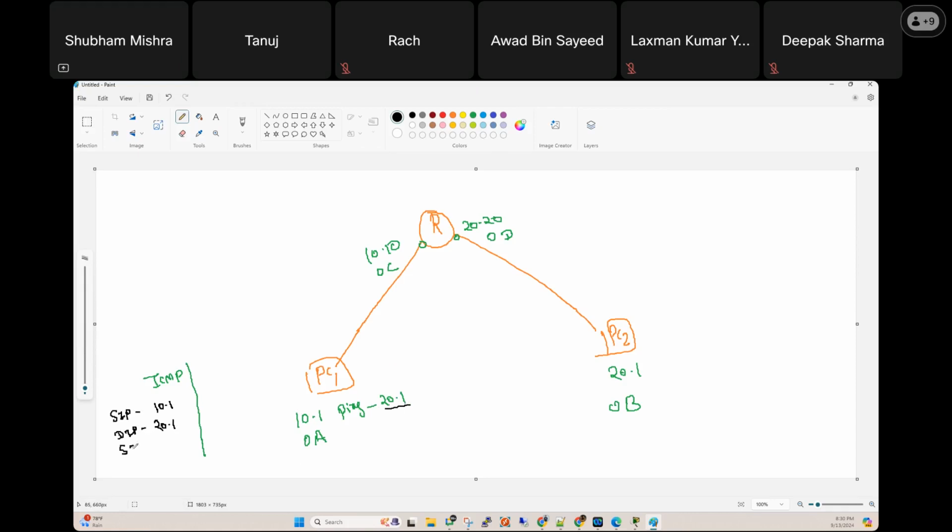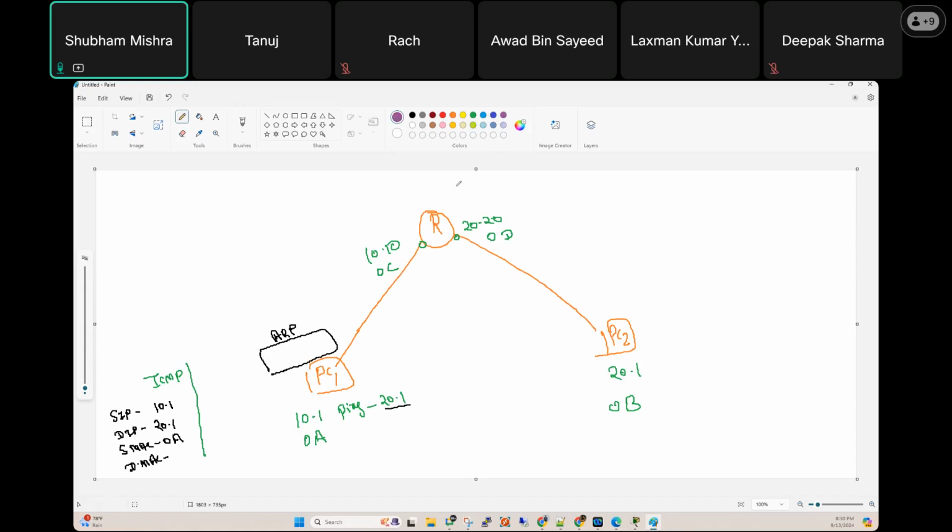Now, source MAC. Source MAC will be, guys, 0A, and destination MAC. Now, what will PC number 1 do? PC number 1 will look up its table, which is the ARP table. You know, na, every PC maintains one table that is called the ARP table, right? In the ARP table, the PC maintains the IP address and what is the MAC address of that IP address, right?